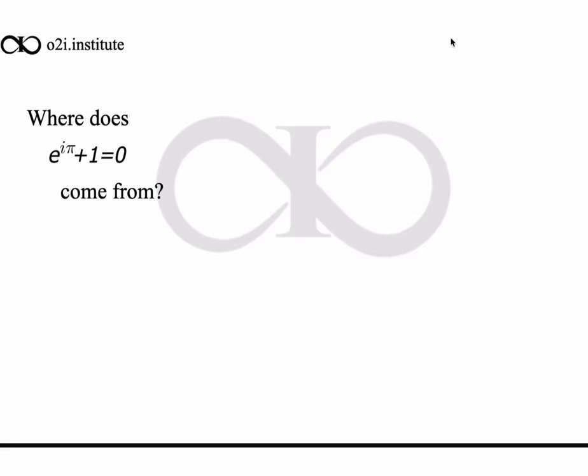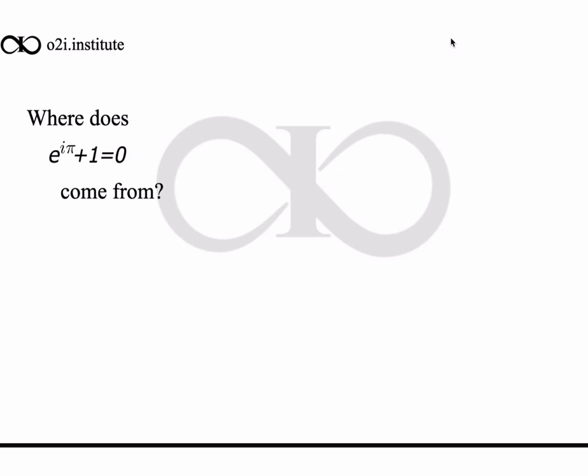Have you ever seen this formula, e to the power of i pi plus 1 equals 0? Yes, this is Euler's formula, and you have probably seen it. It is one of the most beautiful and famous formulas you will ever see. However, have you ever wondered where this comes from? Or simply, what does it mean? Hang on with us, I'll explain.